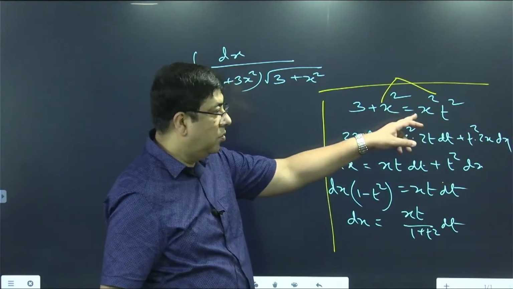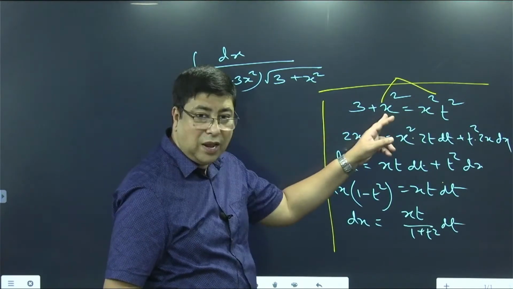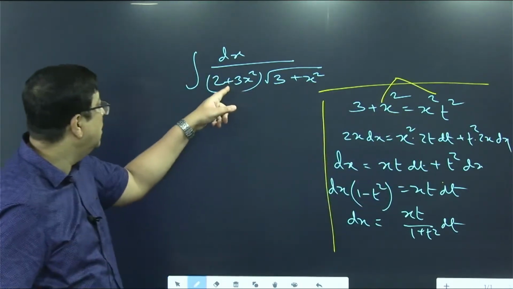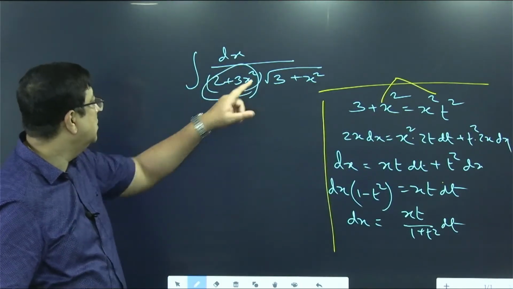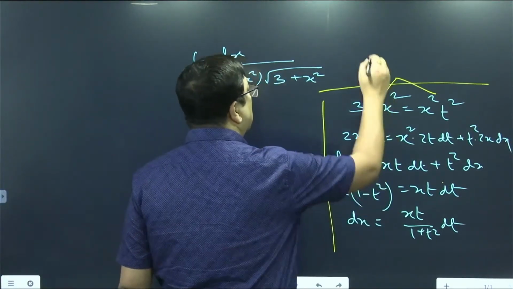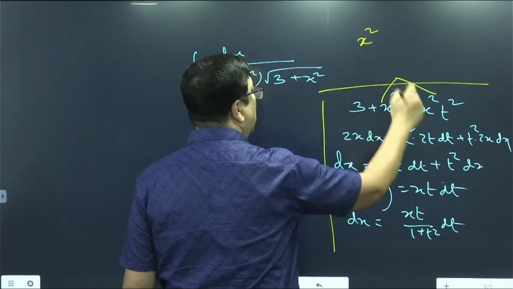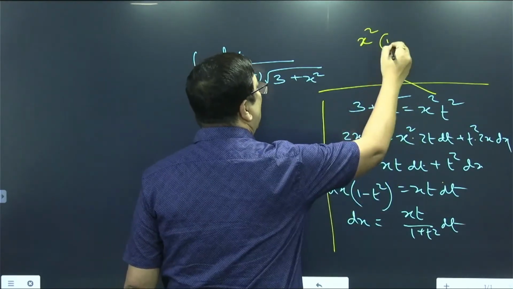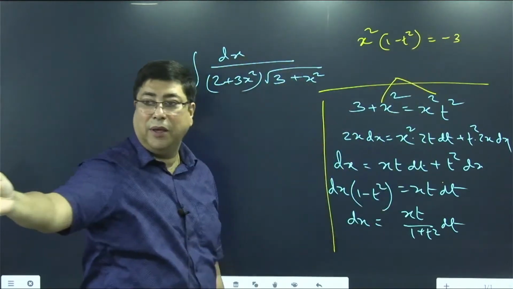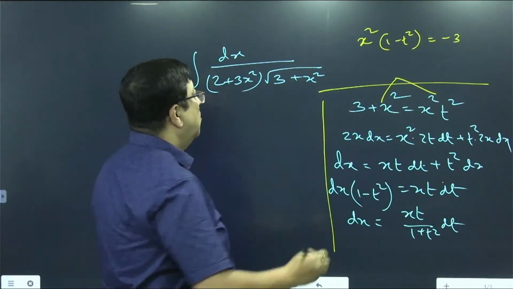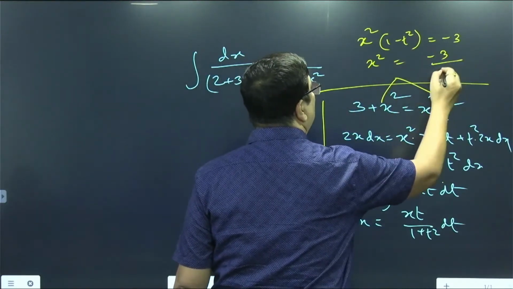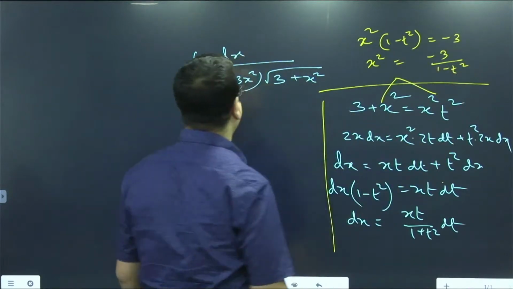I am taking x square common, x square t square to the left hand side, 3 to the right hand side. I am calculating this outside, otherwise there will be a problem in calculation. The sum will be long. So if I take x square common, this comes to the left: x square into 1 minus t square equal to minus 3. Understood? Everybody? Now, x square equal to minus 3 by 1 minus t square.